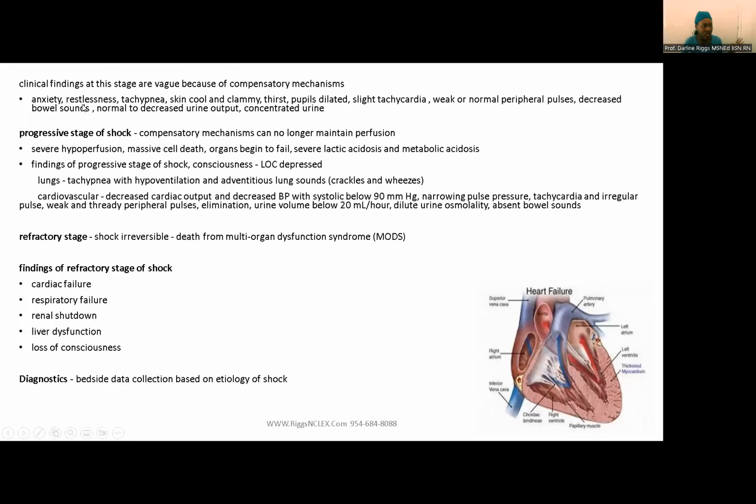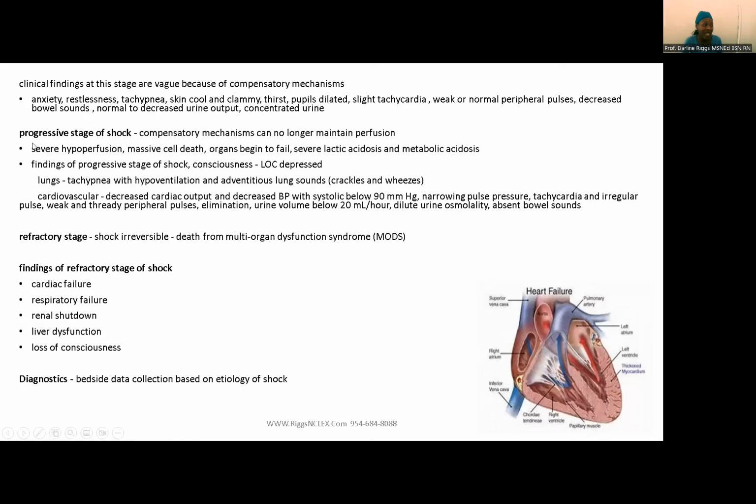So they're going to be anxious, restless, tachy. Skin is going to be cool and clammy, thirsty, pupils dilated, tachy again. The pulse is going to be weak, depending on the severity. It may be normal at first and then gets weak. No bowel sounds or decreased bowel sounds, decreased urine output. The urine is concentrated, and you saw the why based on what I've just gone over. Now, there's still time to intervene, but if we don't intervene, at the end of that is death.